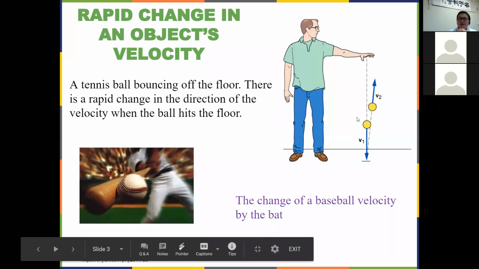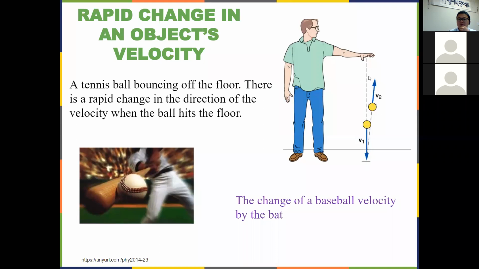Also, in one of the homework examples, and some of you got this in your first exam, if you drop a ball from a certain height and the ball hits the floor, the initial velocity is going down, and when it bounces back, the velocity is in the upward direction. So that's also a rapid change in velocity. If you remember, the acceleration involved was on the scale of thousands of meters per second squared.